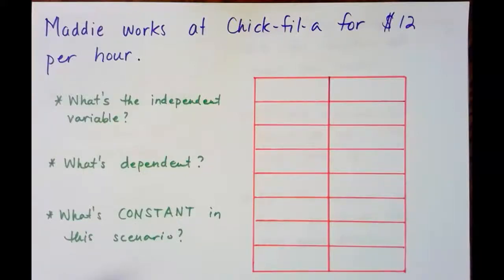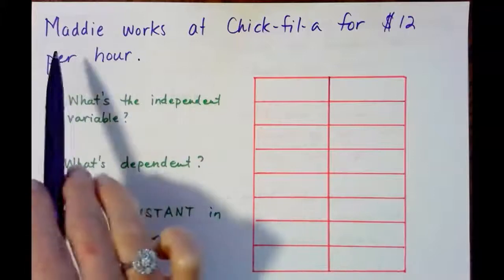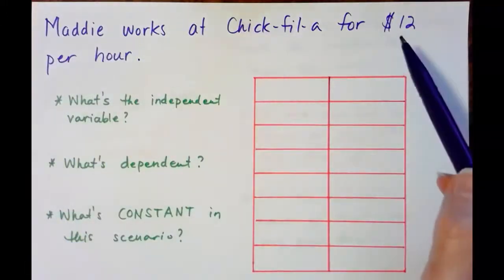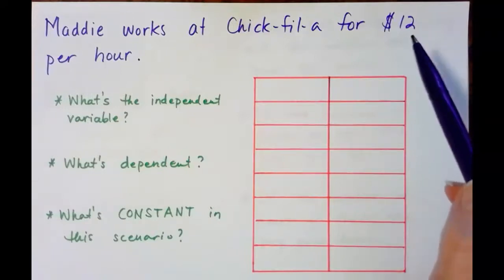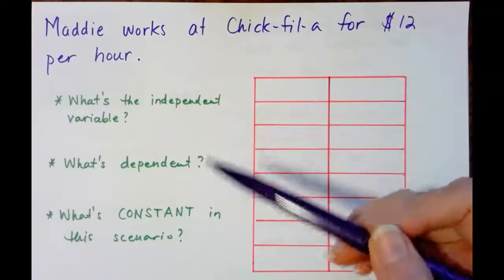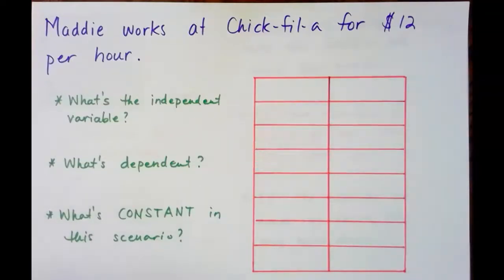This video is all about direct variation, and we're going to pick it up where we left off on the Google site. On the Google site, we were discussing a girl named Maddie. She works at Chick-fil-A. She gets paid $12 per hour. So if we consider this scenario, let's answer these questions, and we are going to construct a statement of variation.